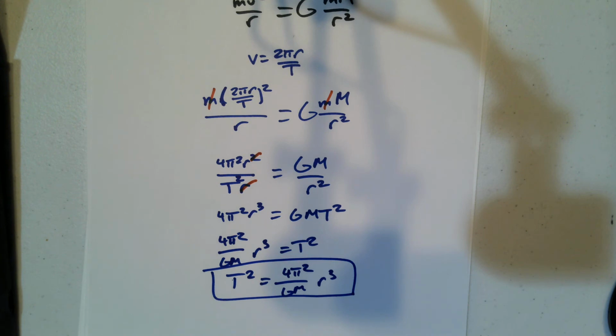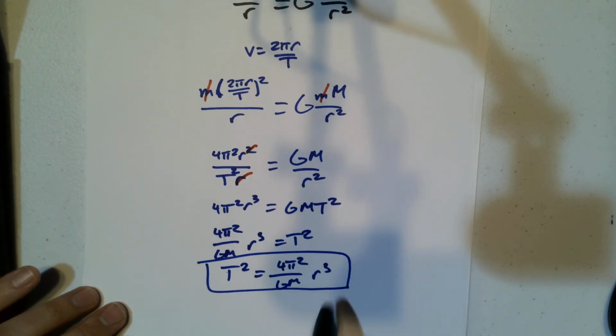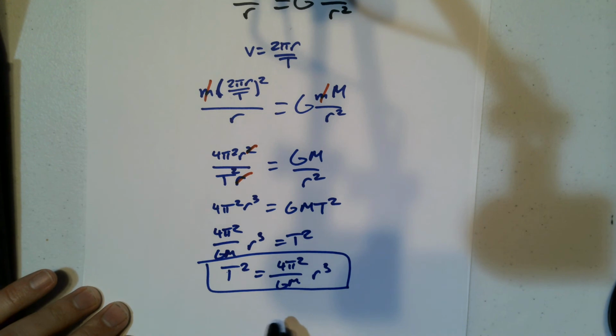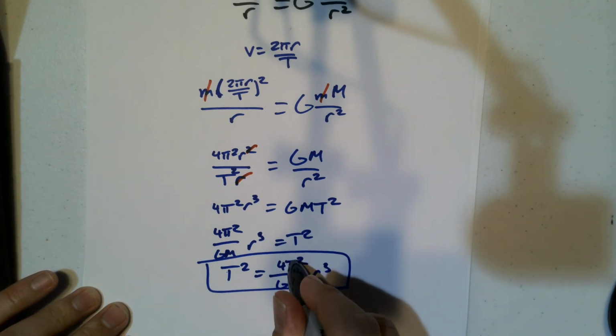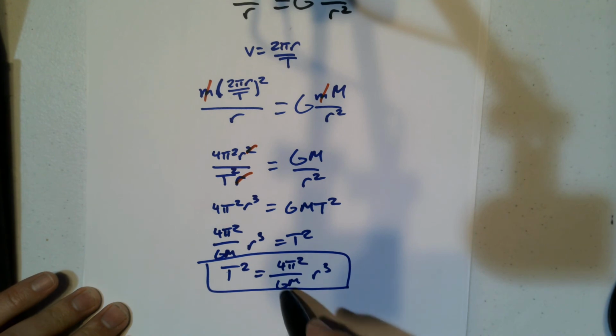In addition to that, why this is important is because everyone always goes, well, how did you determine the mass of the sun? How did you determine the mass of the Earth? And the key to doing that is looking at the satellites. If you can look at all the satellites and get their values of t and get their values of r, we know what 4 is, we know what pi is, we know what G is. That means we can solve for M.